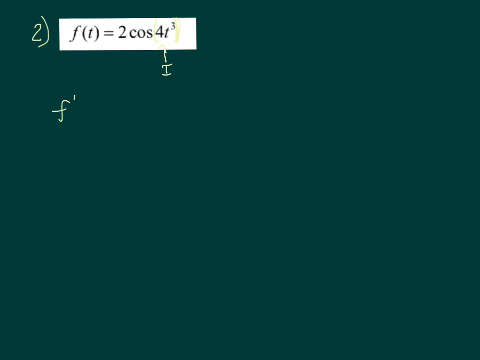Okay, so f prime of t. Well, what's it going to look like? All right, so first it told us to take the derivative of the outside. Well, the outside here is the cosine. So keep 2, that's your coefficient. The derivative of cosine is negative sine of the angle. So we keep the angle, that's the inside. We're keeping that.